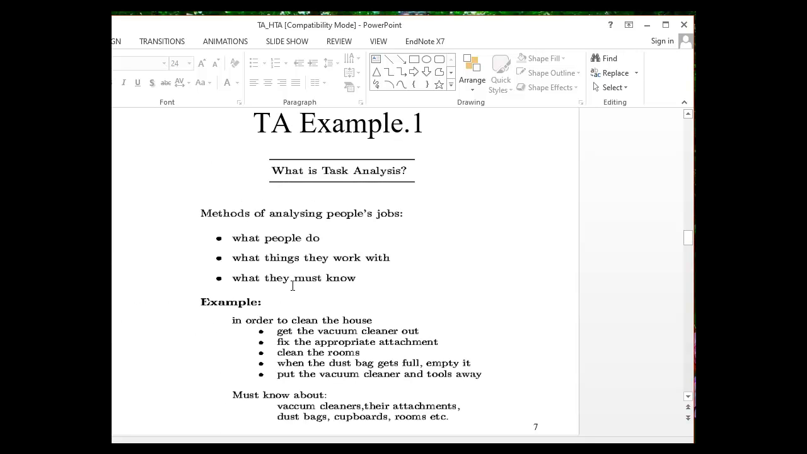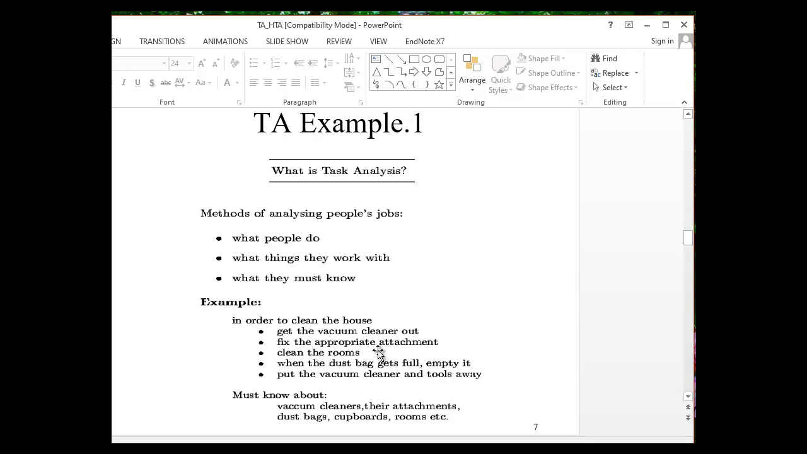Okay, so suppose a very first example. I have included this example from real life, very related to our real life. The task is how we can clean a house. To complete this task, first of all we need a vacuum cleaner. Then we will attach all the requirements that a vacuum cleaner needs. Third step, clean the room or any place, and then we will empty the dustbin or the dust bag.